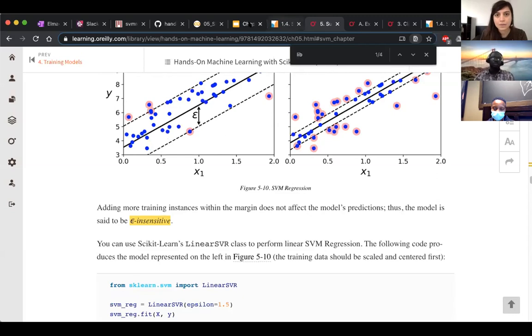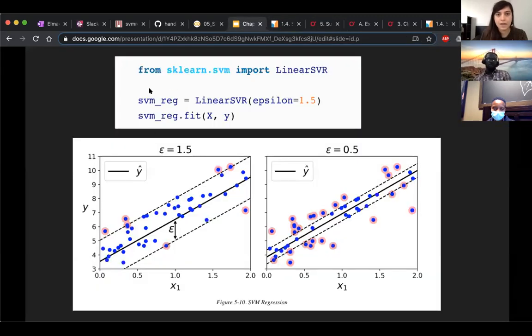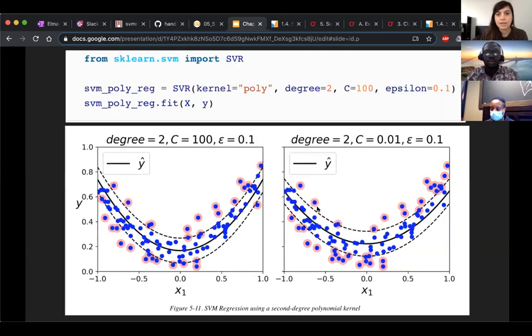Now, how do we do that with scikit-learn? Similar to linear SVC for classification, we can use LinearSVR for regression. We can import that from the same scikit-learn library, and the hyperparameter is epsilon. You can see how changing epsilon changes the width of the street.